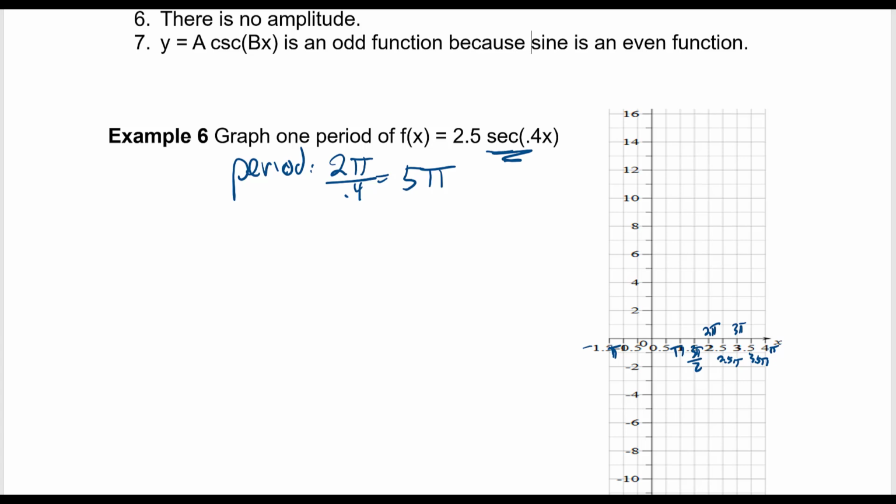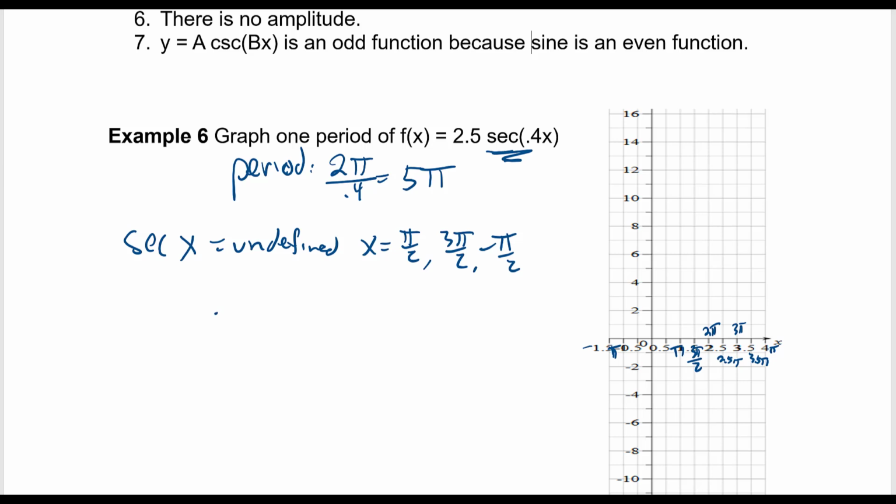Okay, so I'm going to back up and go with this. I know that secant of x is going to be undefined whenever x is pi over 2, 3 pi over 2, and negative pi over 2. So I want to go back and figure out where those would be in this setting.